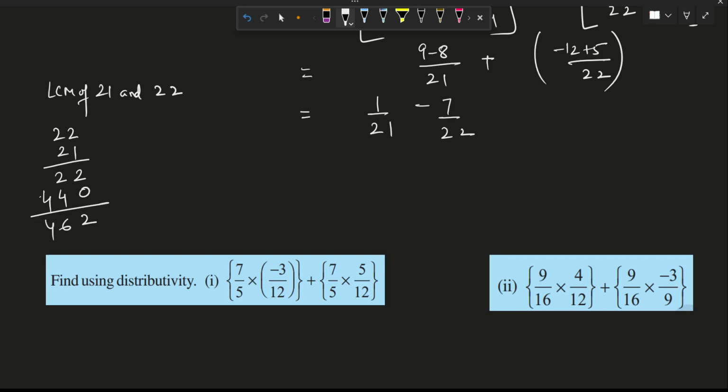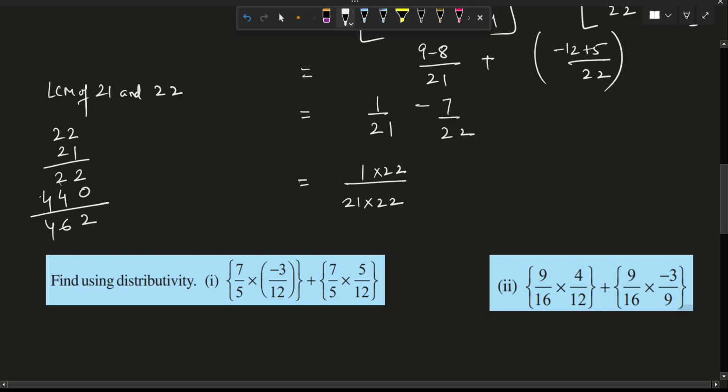2 ones are 2, 2, then 2, 4, 4. So you add it up, it's going to be 462. So the LCM is 462. How will you solve it? 1 by 21, you have to multiply by 22 to make it 462 in the denominator. Same here, 22 will be multiplied by 21. So here also the same step.